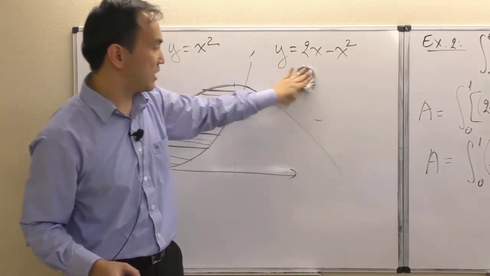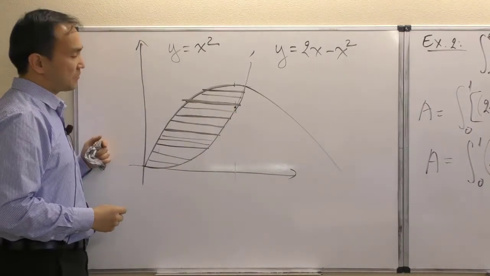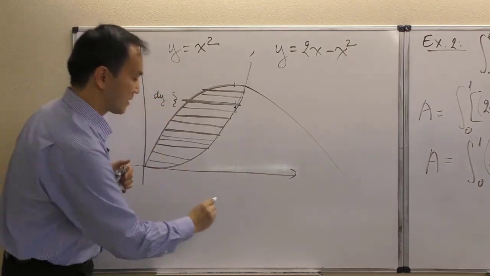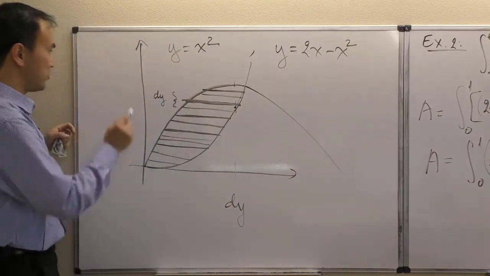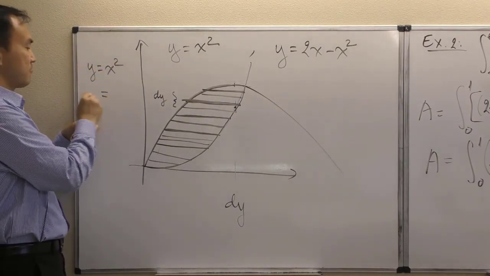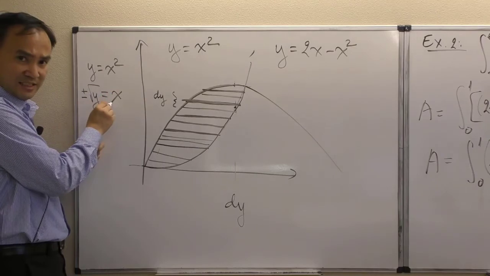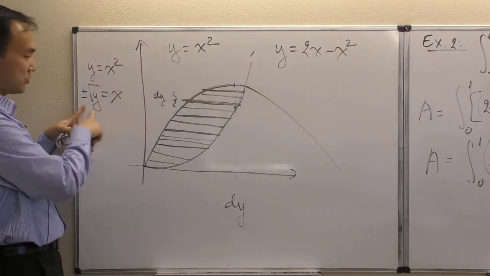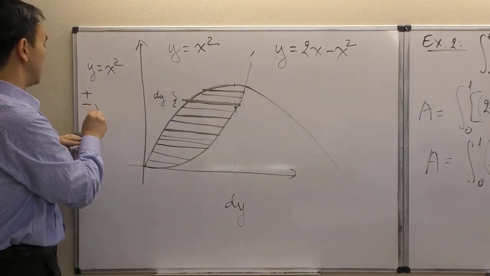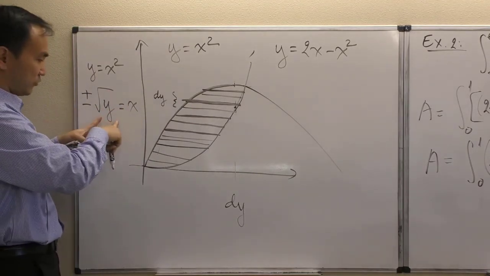But now the consequence is, what if we go with this stripe being horizontal? Then the thickness is going to be dy. That means the first curve you have to rewrite. So y equals x squared, you have to rewrite algebraically: plus or minus the square root of y equals x. And you have to choose the proper one, the correct one, because plus and minus square root are actually two different functions, two different curves. So we have to rewrite that and choose the proper one.